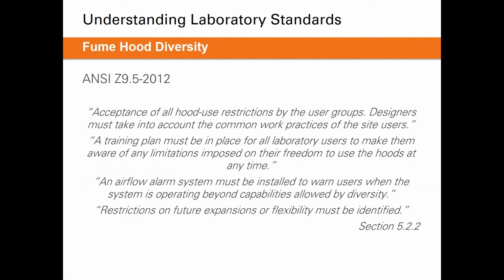Some more considerations to take into account with ANSI Z9.5 is that acceptance of all the hood use restrictions by the user groups needs to be obtained. Designers must take into account the common work practices of the site users. So again, what I mentioned before, making sure that the designer understands how the room is being used, and that all of the users in the space accept how it will be used when it's in diversity.